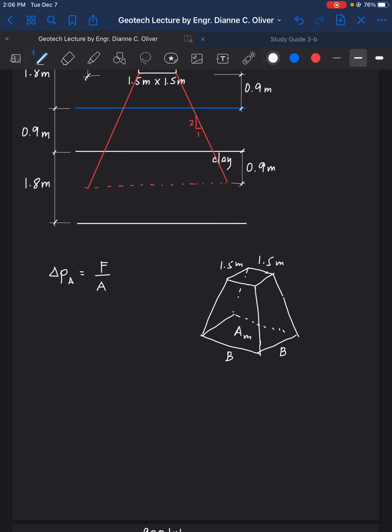If this is the small b, this is the big B. Right? So we need the value of B. So our delta P here is over B squared. Okay? That is area M. A sub M is equal to B squared. So how do we get the value of B here? So this is our B.